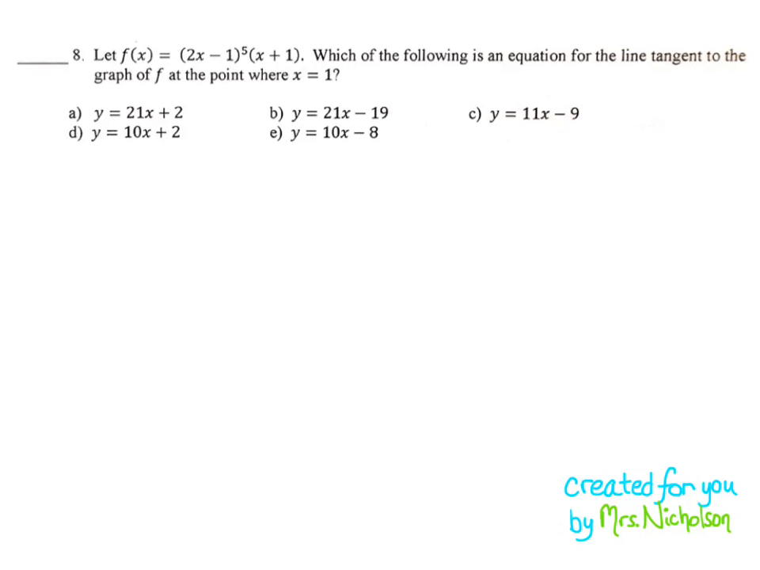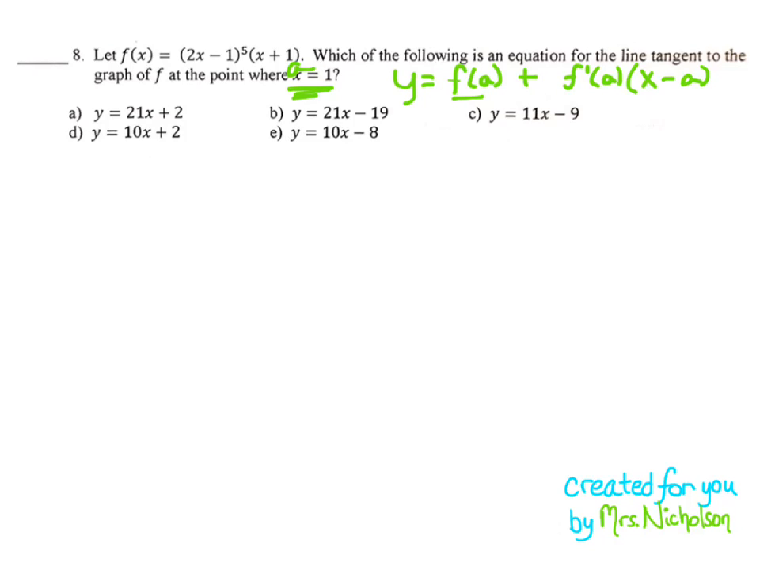Here we've got f of x is equal to (2x minus 1) to the 5th power times (x plus 1). Which of the following is the equation for the line tangent to the graph where x equals 1? All right, so we're writing an equation of a tangent line. And so I'm going to write down that formula right here. y is equal to f of a plus f prime of a times (x minus a). And in this case, a equals 1.